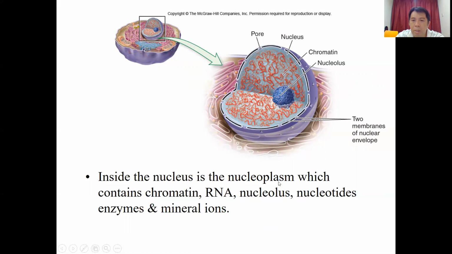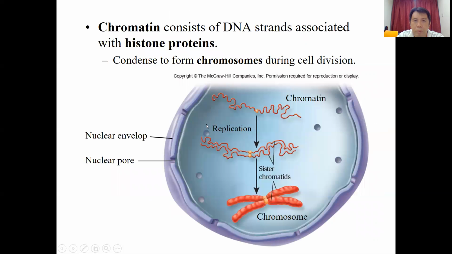Inside the nucleus is the nucleoplasm, which contains the chromatin. You can see the chromatin. RNA is normally found in the nucleus, together with nucleotides, enzymes, and mineral ions. The chromatin consists of DNA strands associated with histone proteins, when we compare to prokaryotic DNA, which has no histone proteins. This DNA is coiled with the histone proteins and condensed to form a chromosome during cell division.